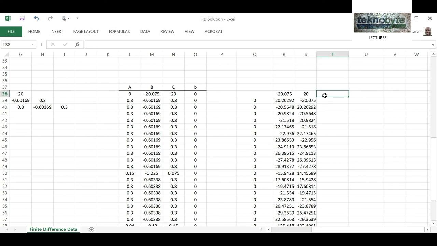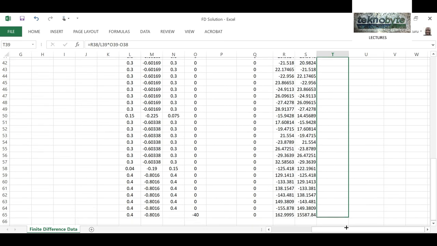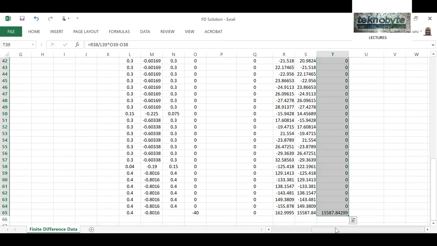The same elimination should also be carried out for B. The first entry remains the same, which is equal to this. The second entry, however, becomes this divided by this, multiplied by this, minus what was above it, which is this one. And that exercise is repeated all the way up to node number 28.